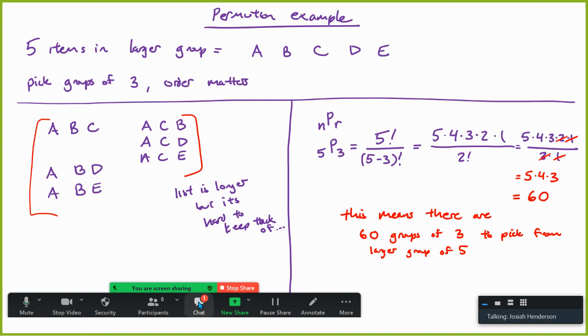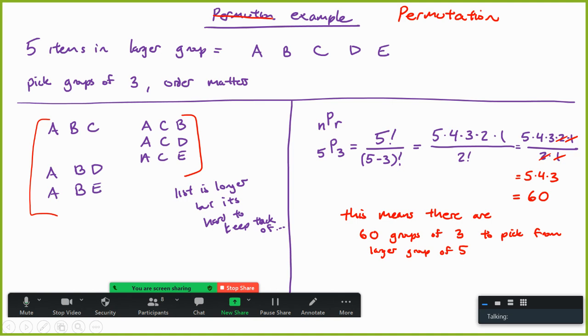Your mics are off. At home, I want you to practice saying this language: factorial. Permutation. Oh, and I'm spelling it wrong. I'm sorry. At the top, permutation. This is a permutation. Permutation. Okay.